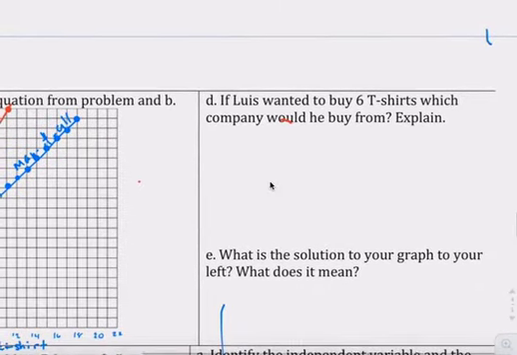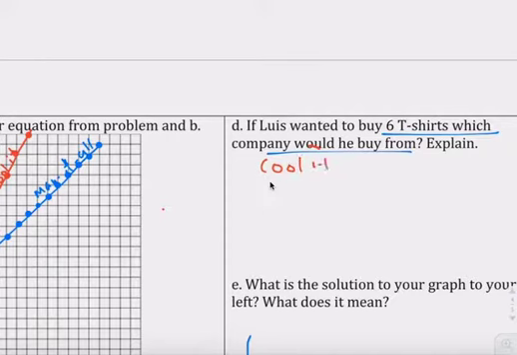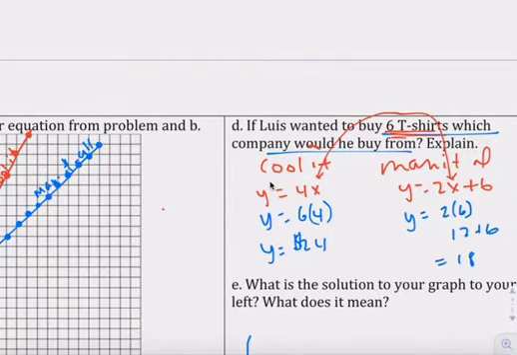Okay. If Luis bought 6 t-shirts, which company would he buy from? Okay, let's see. 6 t-shirts. Kulit is y equals 4x. Manit is y equals 2x plus 6. So x is the number of t-shirts, so put it in there and compare the two companies. Y equals 6 times 4, which is $24. Kulit would charge you $24. Y equals 2 times 6, you get 12 plus 6 is $18.